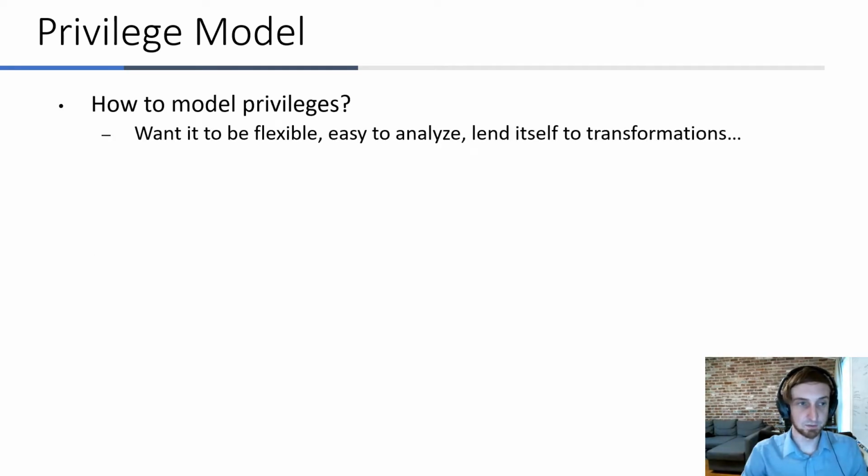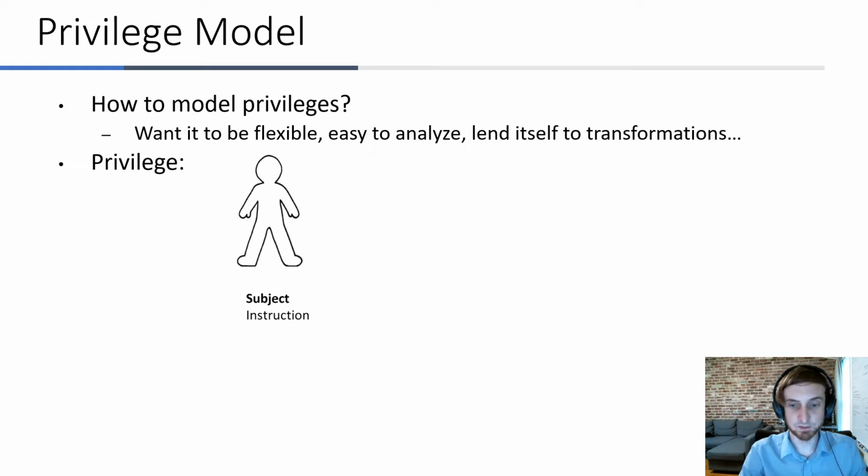Okay, so if we think about the question of how to model privileges, we want a privilege model that is flexible enough to be used in real systems. We want it to be easy to analyze and work with. And we also want it to lend itself to security transformations, so that a separation based on this model is something that we could actually implement. As a result of these goals, we came up with a privilege model that is basically a low-level instruction and object-level instantiation of Lampson's access matrix.